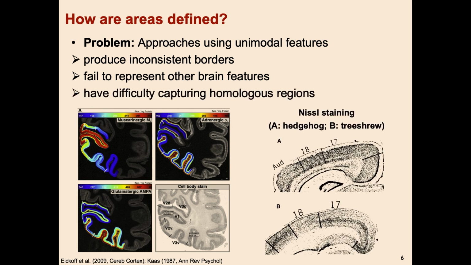Another potential problem is, say, if you look at the hedgehog brain and the tree shrew brain, functionally, there are homologous regions, but if you look at some architectonic landmarks, they actually have differences. So it's tricky to rely on these unimodal features. So I'm a human brain imaging person. How do we use this information in defining areas in the human brain?